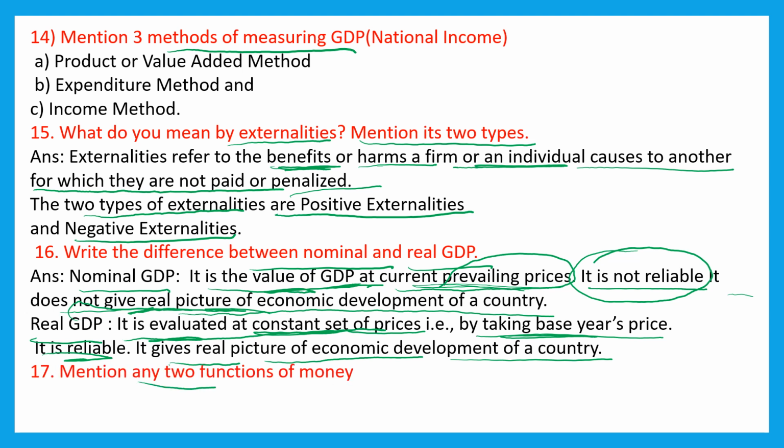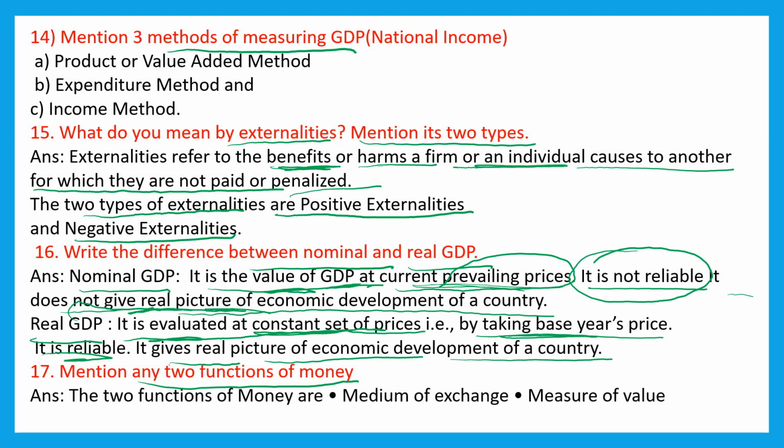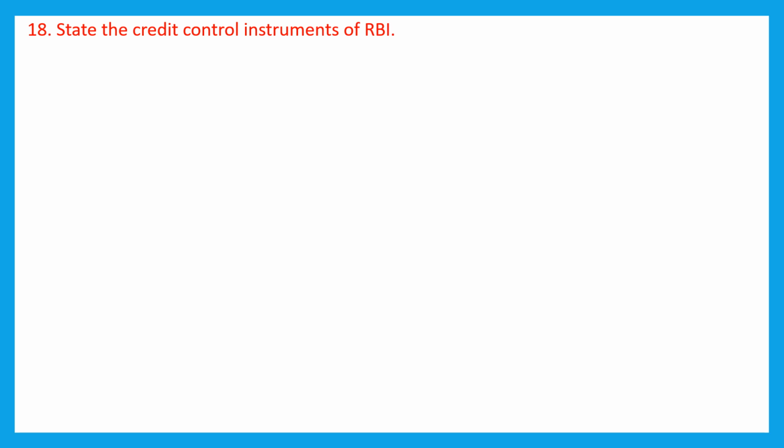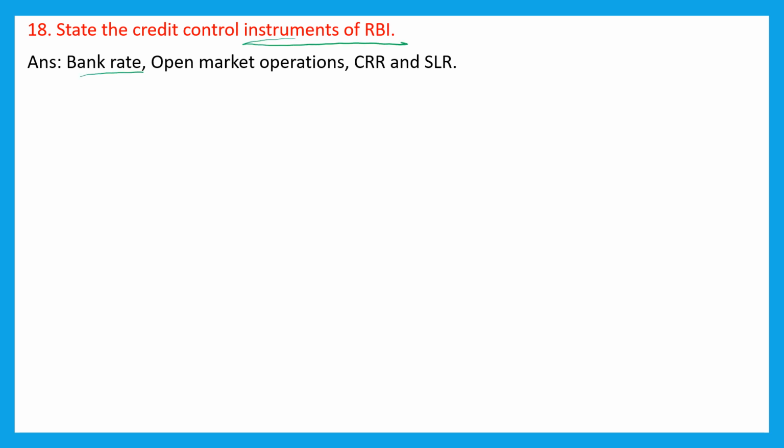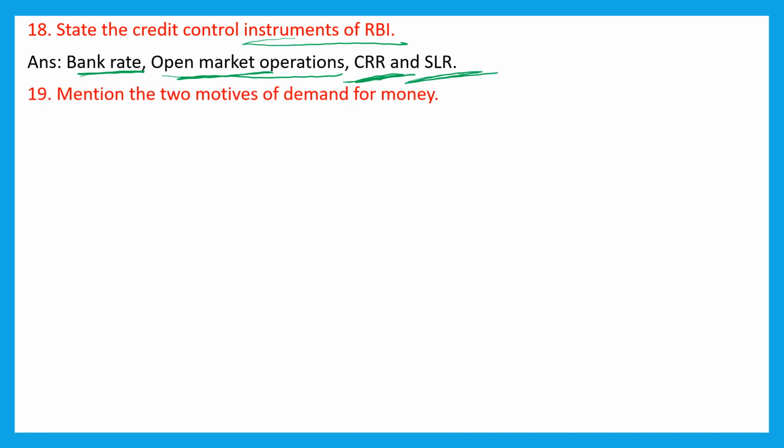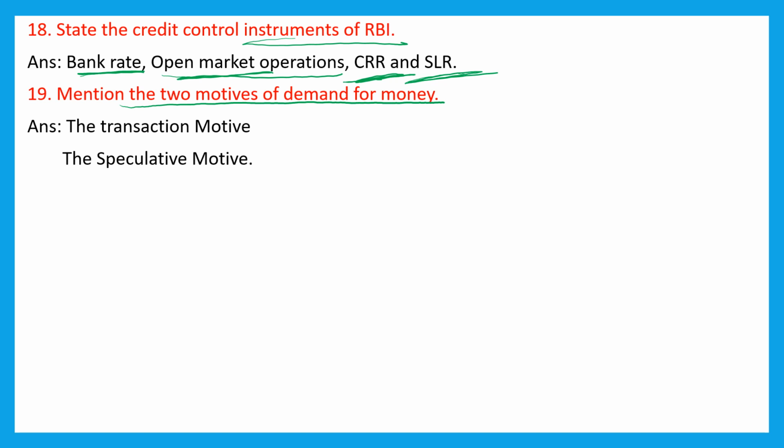Mention any two functions of money. The two functions of money are medium of exchange and measure of value. State the credit control instruments of RBI. The credit control instruments of RBI are bank rate, open market operation, CRR and SLR. Mention the two motives of demand for money. Transaction motive, speculative motive.